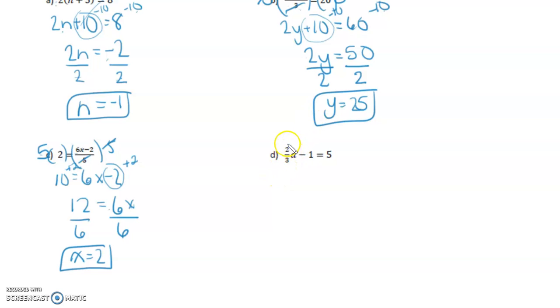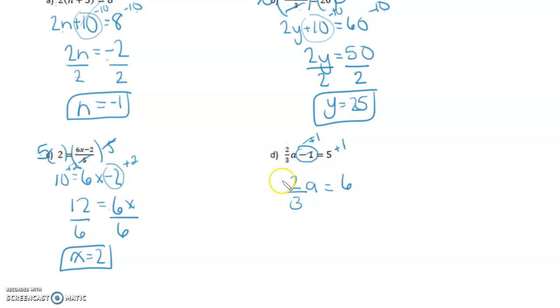Okay, for D, we get 2a over 3 minus 1 equals 5. So let's get rid of this minus 1 first. So we're going to add 1 to both sides. So we get 2a over 3 equals, and then what's 5 plus 1?